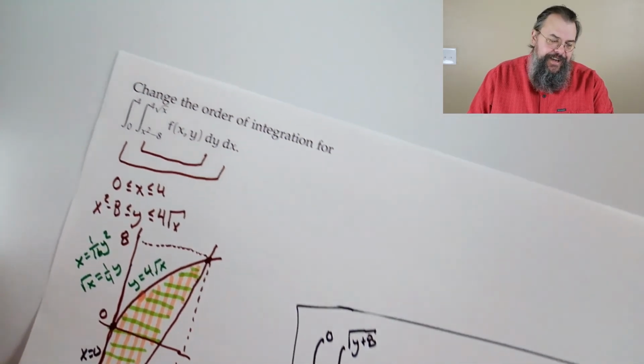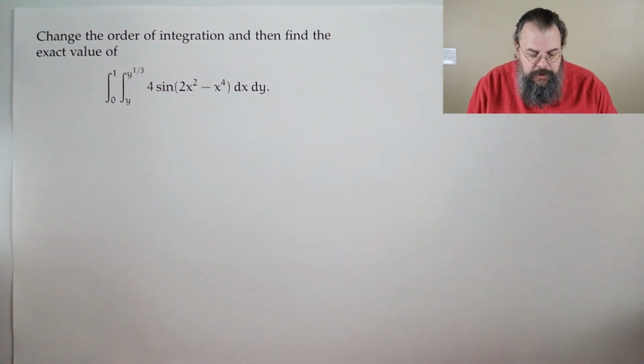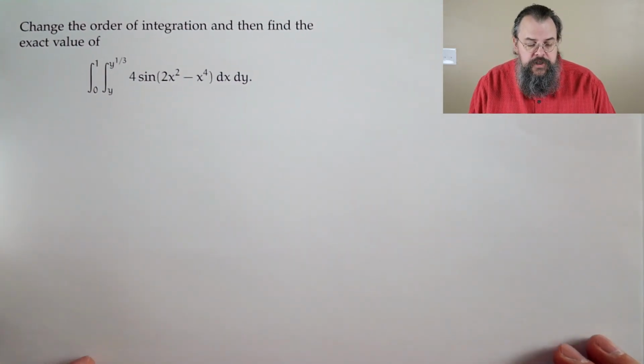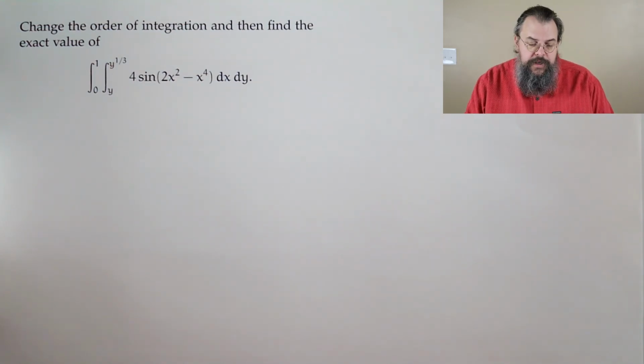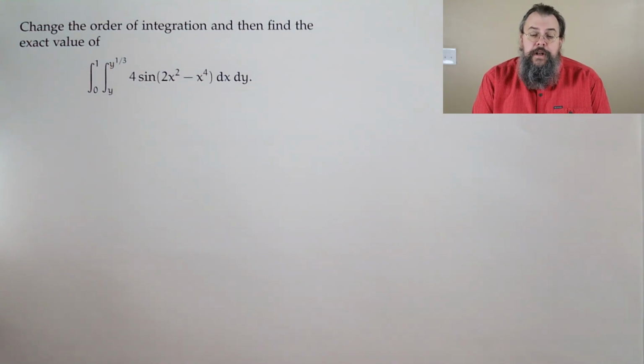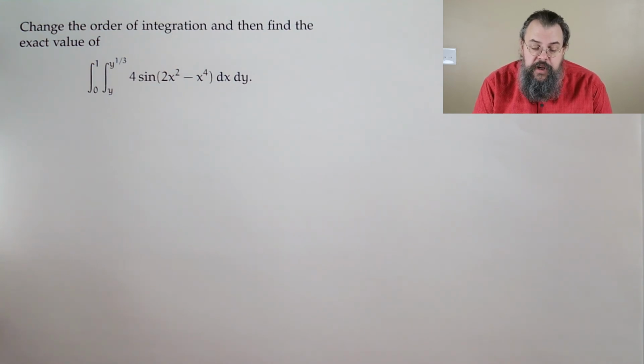All right, great. Well, should try some more problems. So, here we go. Change the order of integration and then find the exact value of the integral from 0 to 1, integral y to y to the 1/3, 4 times sine of 2x squared minus x to the 4th dx dy.